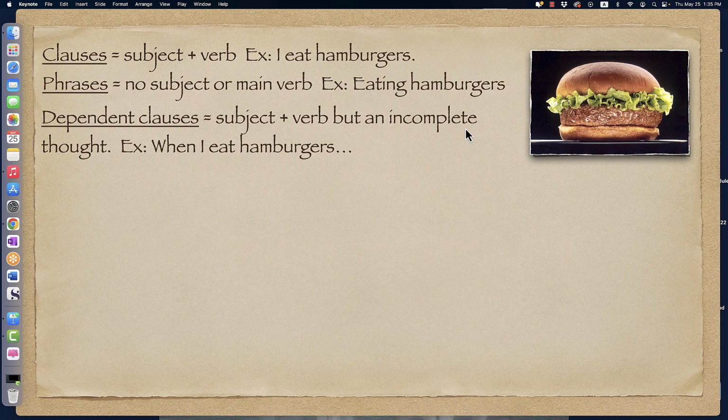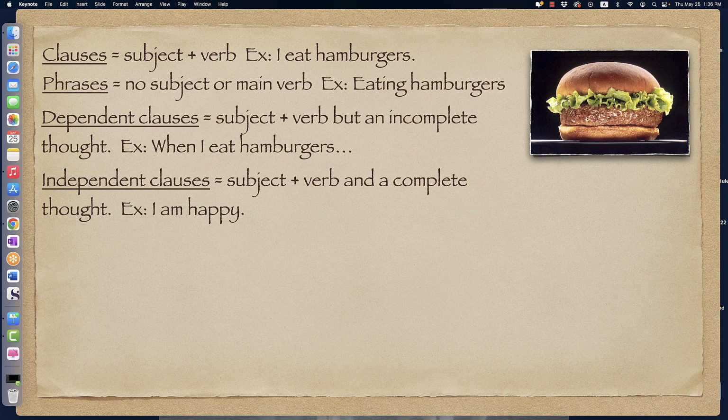Dependent clauses, when we have a subject plus a verb, but the thought is not complete. Okay. So like when I say, when I eat hamburgers, that has a subject, I, and a verb, eat, but it's not a complete thought. It's telling us when I do something, but it's not letting me know what happens when I do something. So that is considered dependent. It needs what we call an independent clause in order to make it a full sentence.